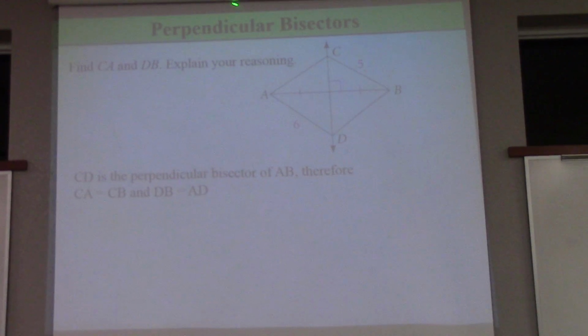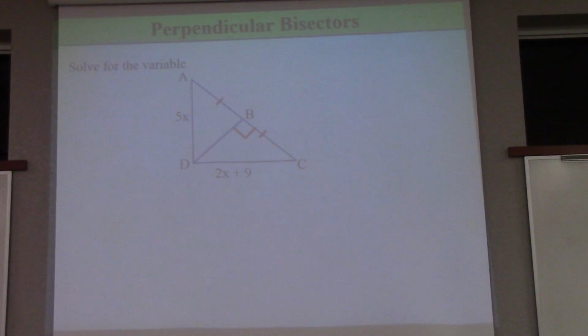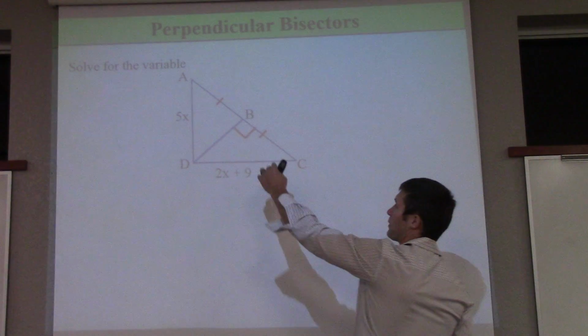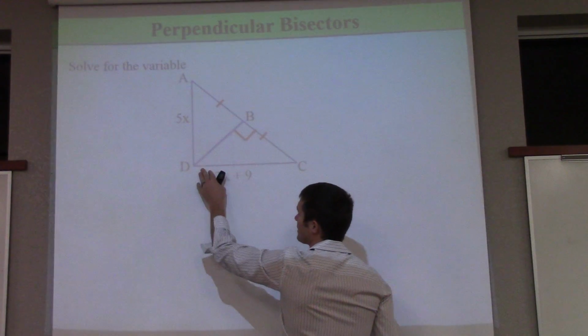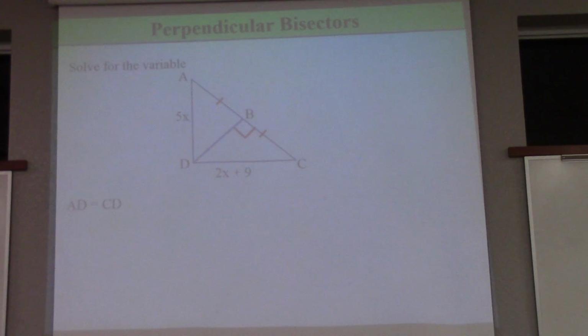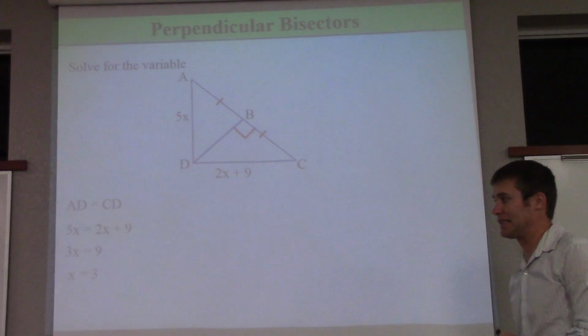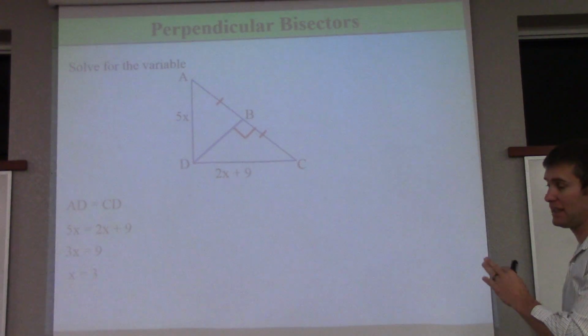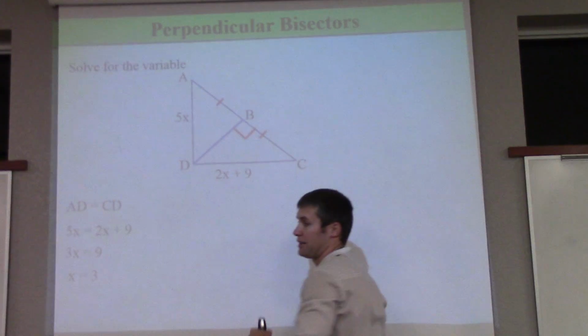Since they're equal, then we know that A to C is 5. We also know the endpoints are equal here as well. So A to D is equal to D to B. So there's our answer: CA would be 5 and DB would be 6. So we come here, solve for the variable. Again, what do we have? We have a perpendicular bisector, so we know the distances from the endpoints are equal. So we'd say 5x is equal to 2x plus 9. Subtract 2x to get 3x, divide by 3, and x equals 3. If they said find out what AD is, take 3, plug it in, and it would be 15.